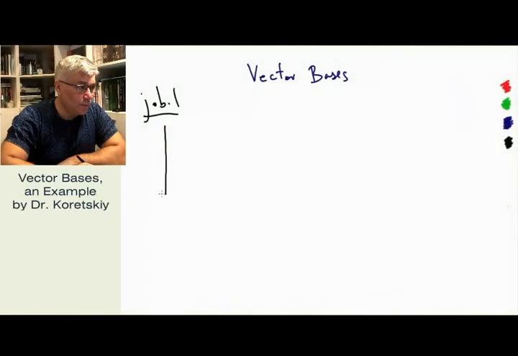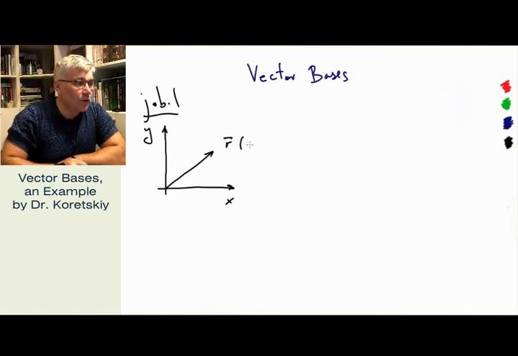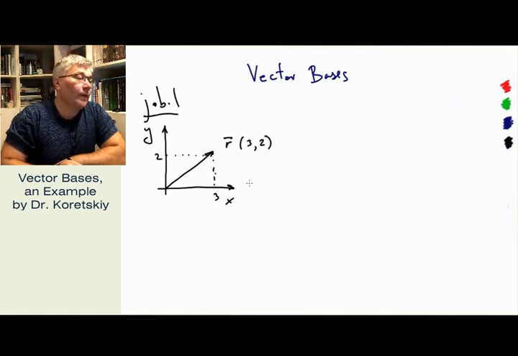So, job 1, for example, we have 2D space, an xy coordinate system here, and vector r has components, I don't know, 3, 2. So it means that the x coordinate is 3 here, the y coordinate is 2.